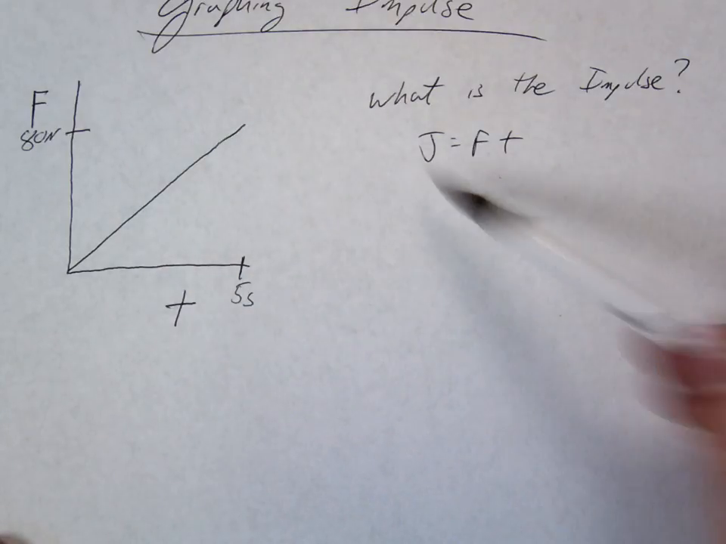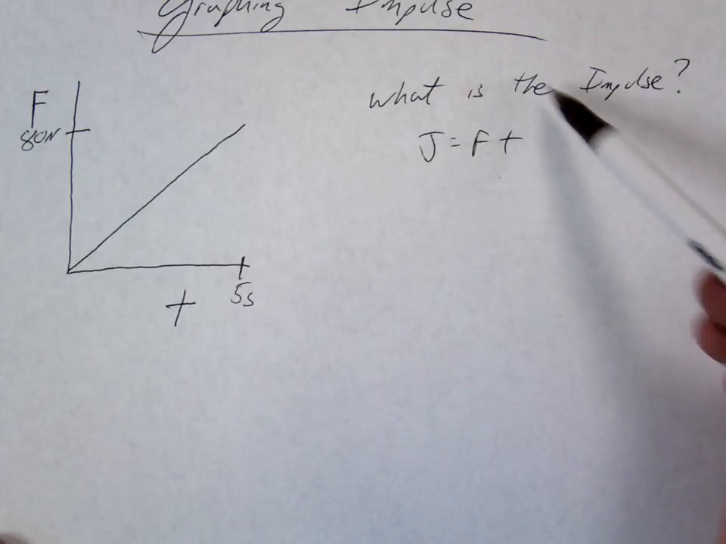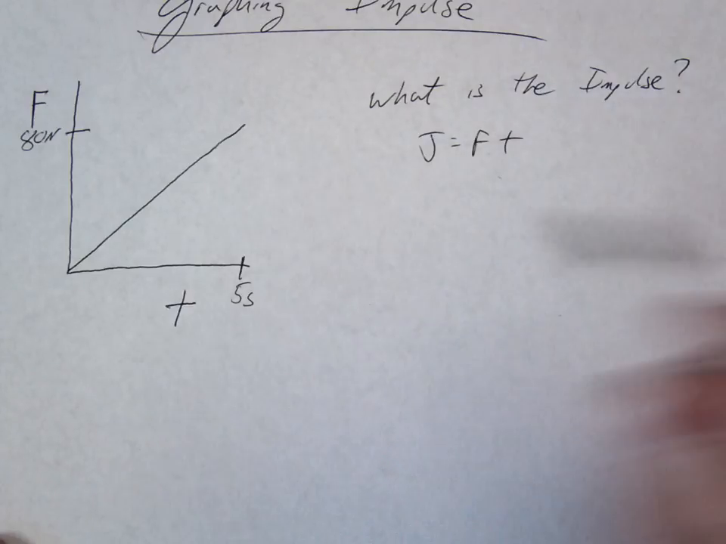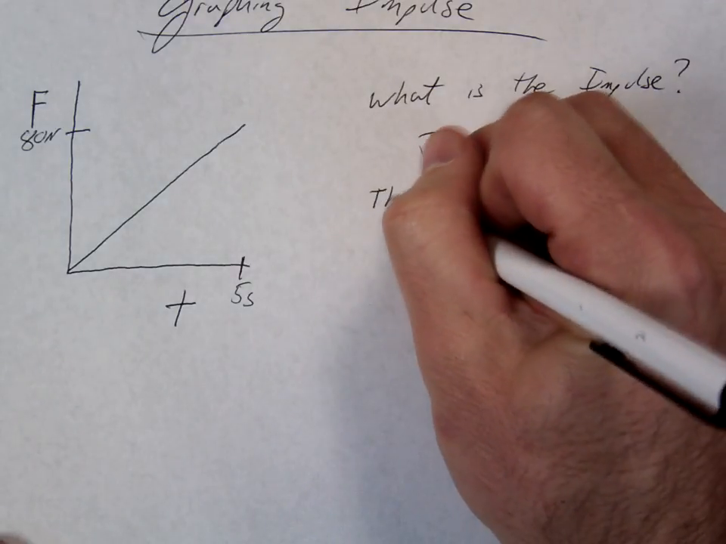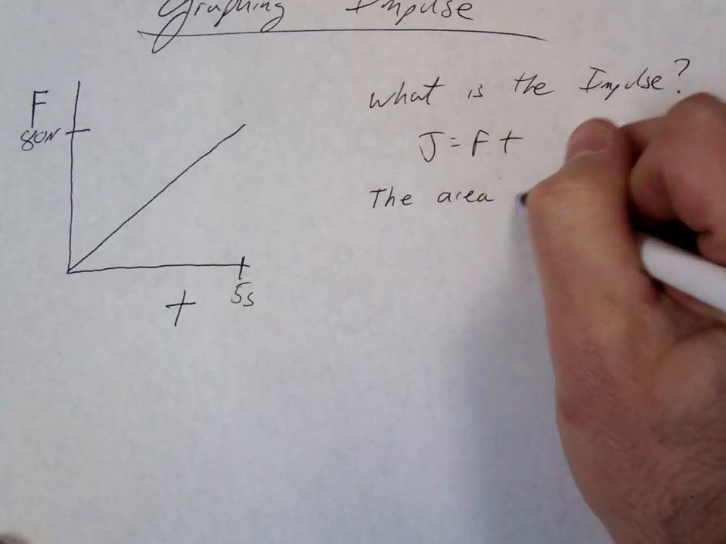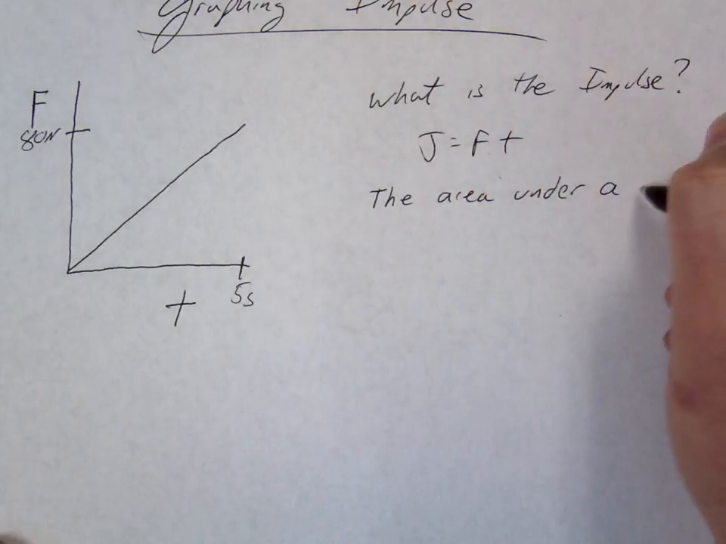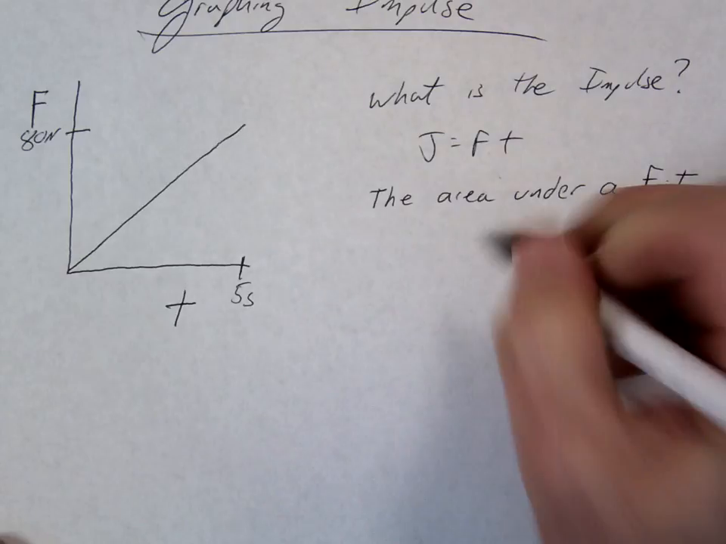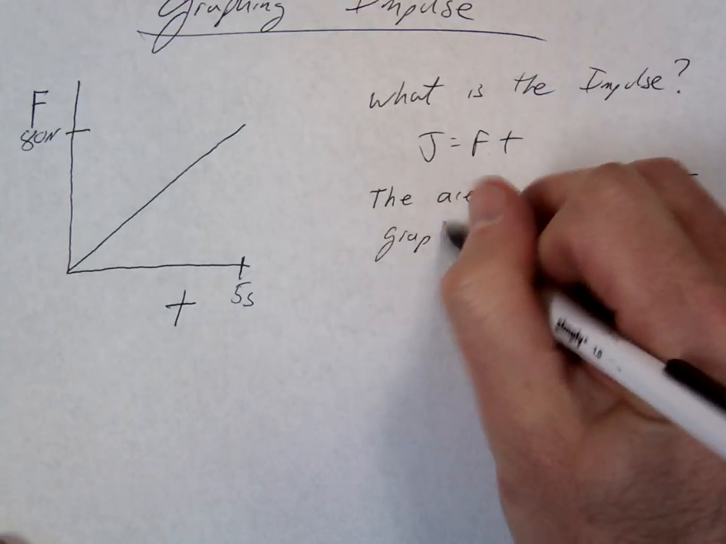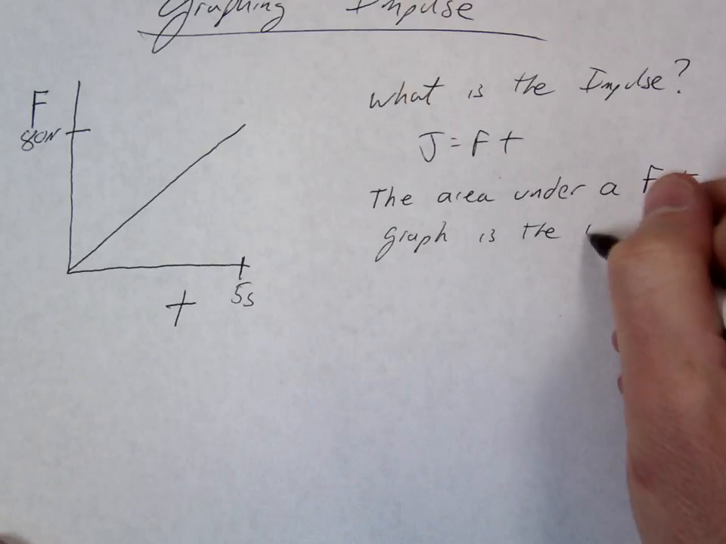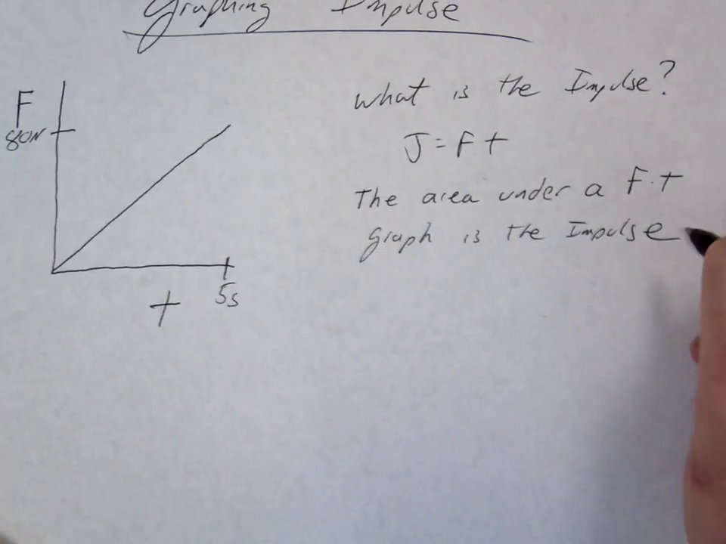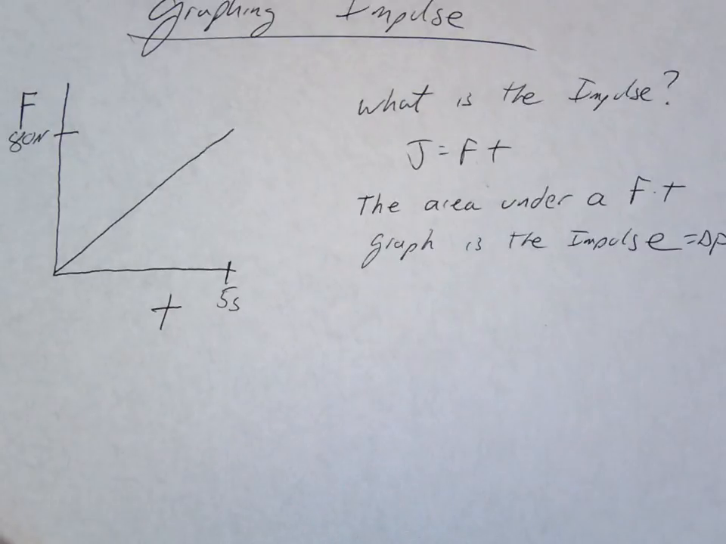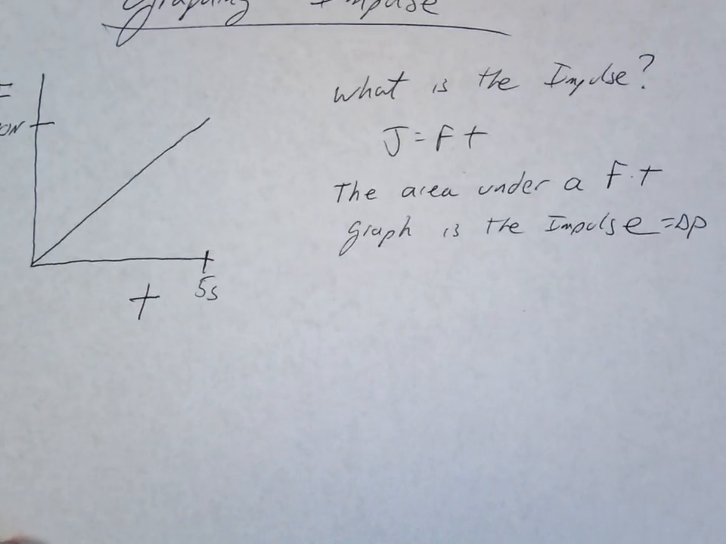So to do this, what do we do? Okay, we find the area under our curve. Good. So the area under the curve of the FT graph is the impulse. It's also the change in momentum because the impulse is change in momentum. So we would find the area underneath this.